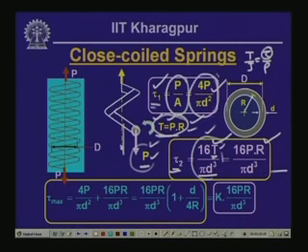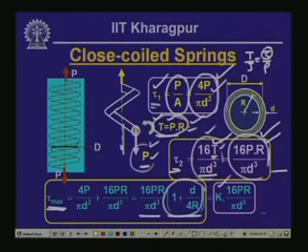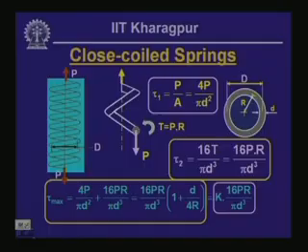So, these are the two stresses that a closed coil helical spring is subjected to: 4 P by pi d square is the direct shear, and 16 P R by pi d cube is the shearing stress generated from the twisting moment T. And therefore, the maximum shearing stress that the wire of the closed coil helical spring will be subjected to is equal to 16 P R by pi d cube times 1 plus d by 4 R, which we have designated as K. So, this is the value of the stress that a closed coil helical spring is subjected to.